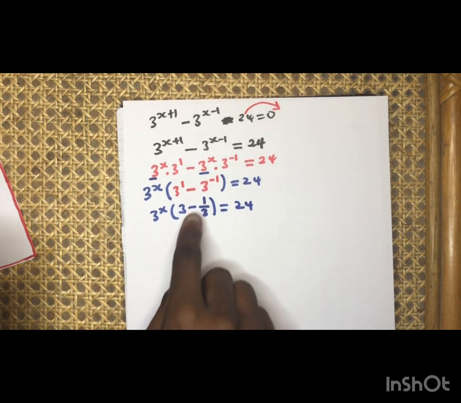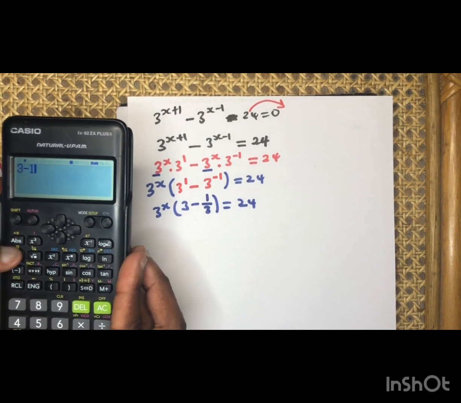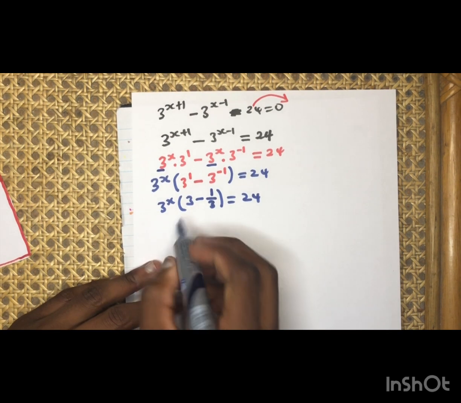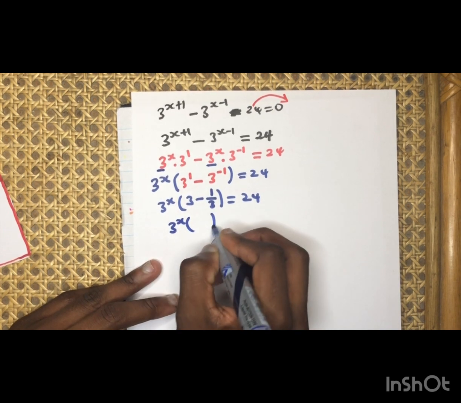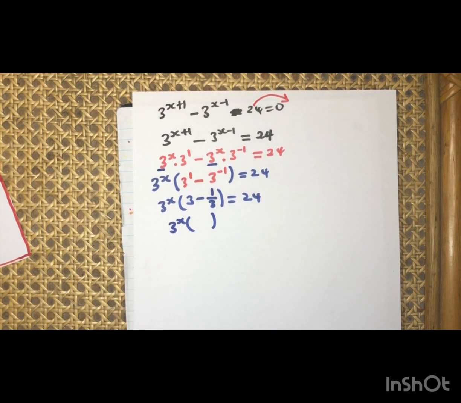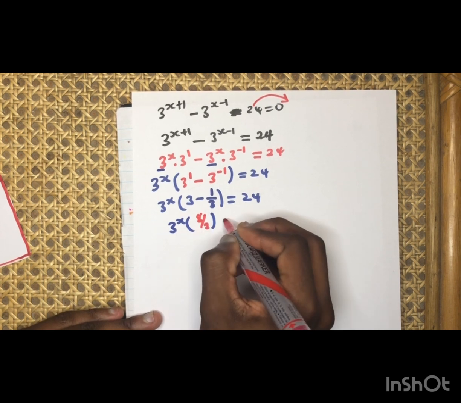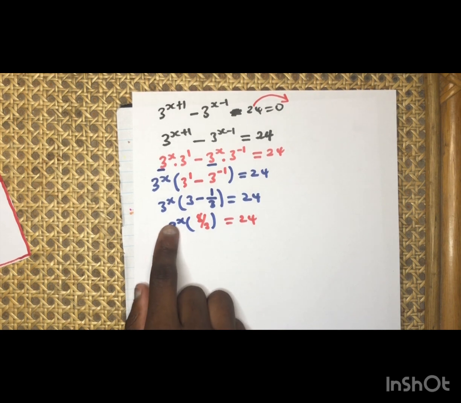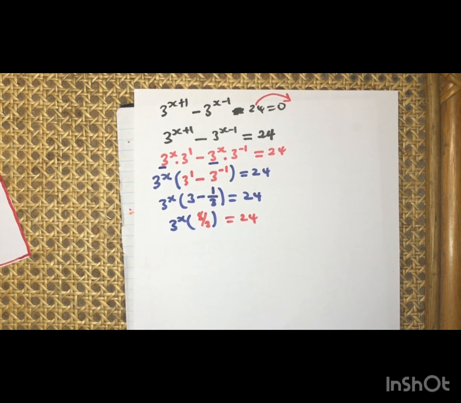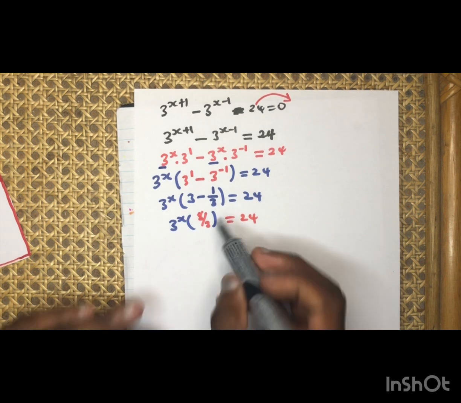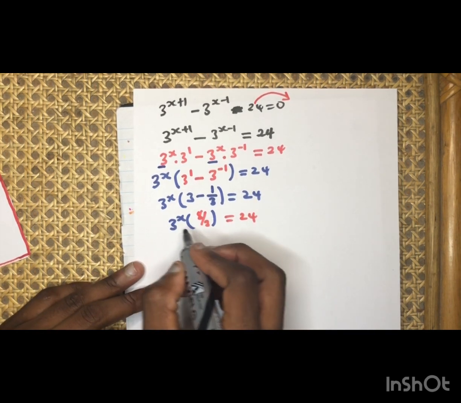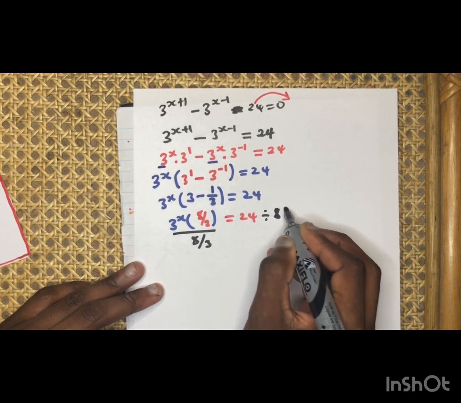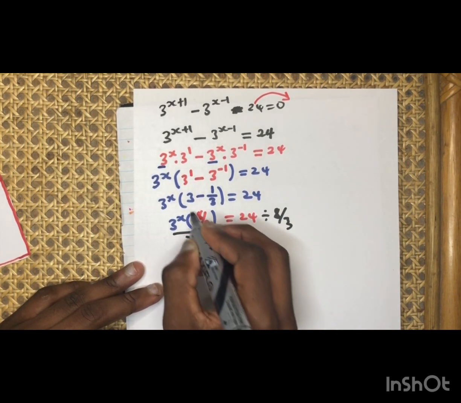This is easy. Now you can press this in your calculator: 3 minus 1 over 3, you get what? 8 over 3. So now we have 3 to the power x times 8 over 3 equals 24. Remember, good people, the aim here is to have a single power on my left side and also a single power on my right side. So what must I do? I must get rid of 8 over 3. So I have to divide both sides by 8 over 3. So this will cancel out.